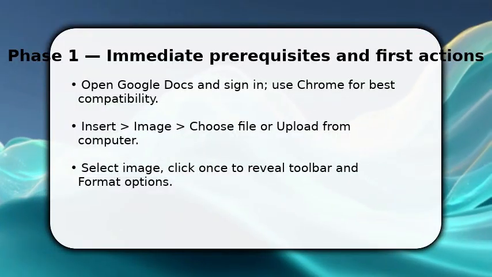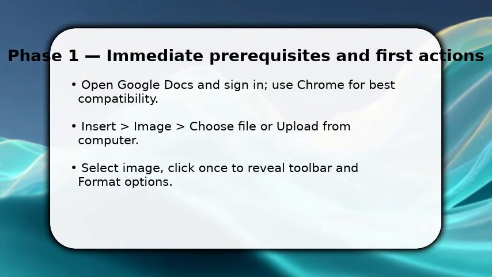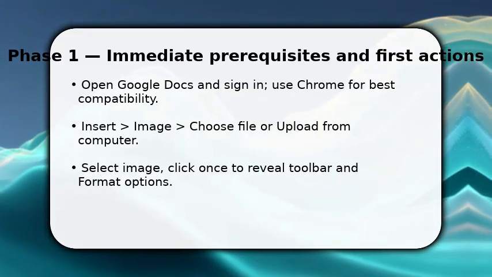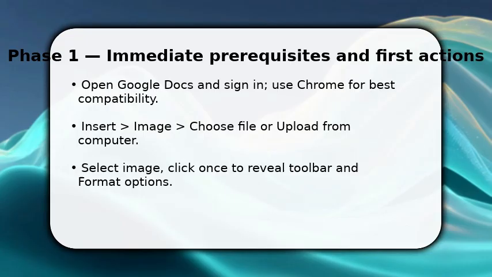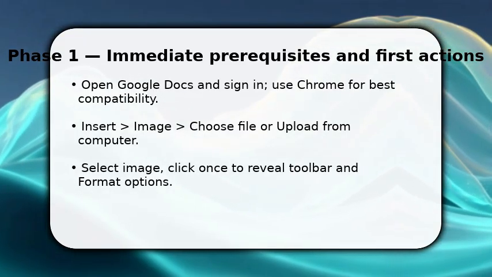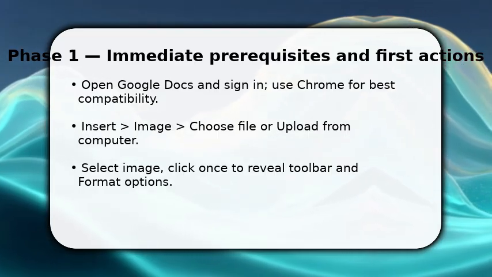You begin by opening your document and inserting the image you want. Do that now. You'll notice a blue selection border. This tells you the image is active. Once selected, click the 3 dots or format options to access image options. This is where you'll control transparency and background.